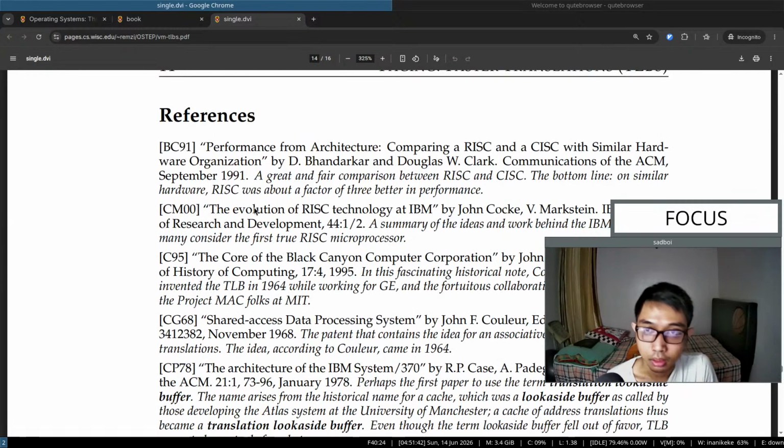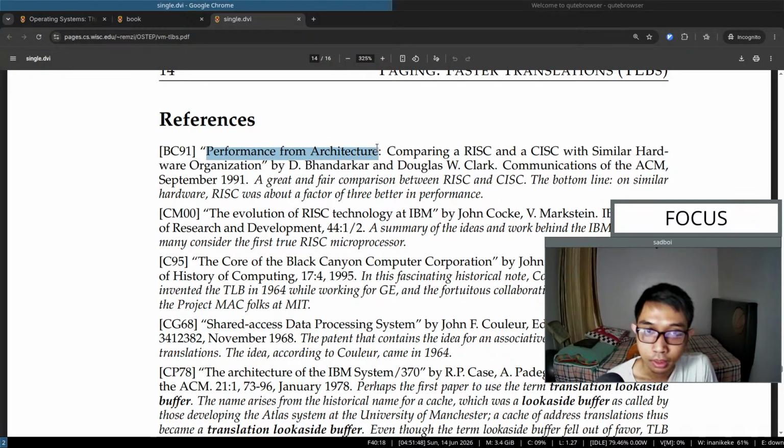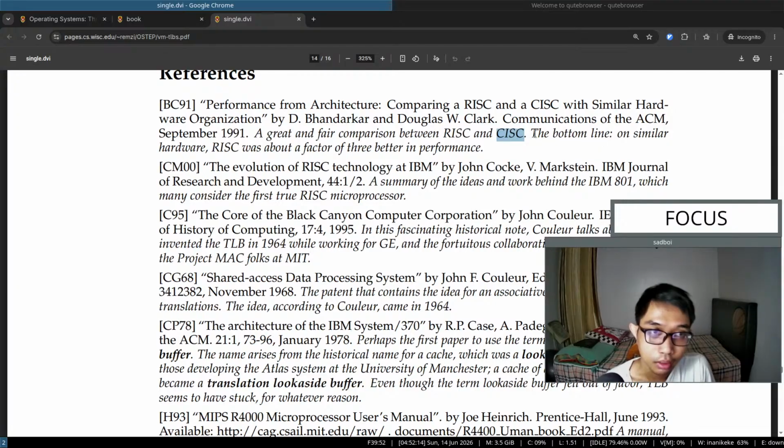Okay, let's take a look at the references here. Performance from architecture: comparing a RISC and a CISC with similar hardware organization. Okay, a great and fair comparison between RISC and CISC. The bottom line, on similar hardware, RISC was about a factor of 3 better in performance.